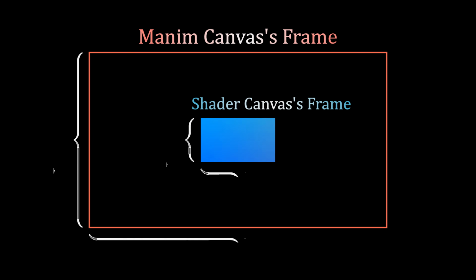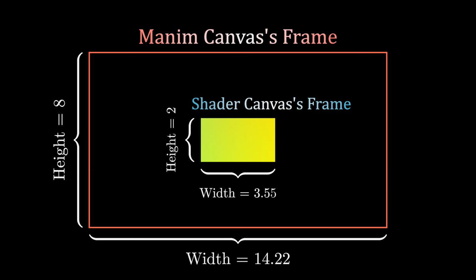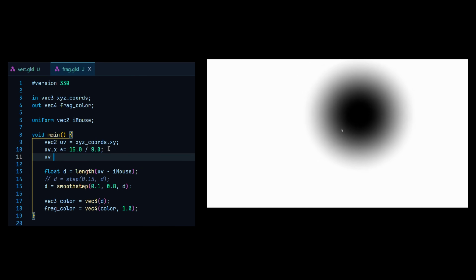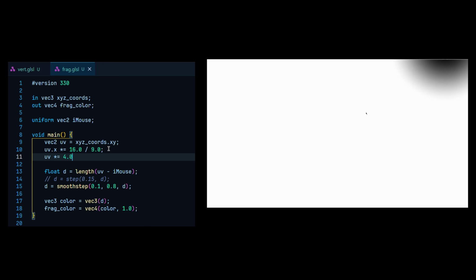Remember, in Manim, the frame height is 8 units and the frame width is 128 by 9 units. But this canvas's height is 2 units, which is -1 to 1, and the width is 32 by 9. In short, Manim's coordinate system is 4 times bigger than that of the canvas's coordinate system. And to avoid that, we need to rescale the UV coordinates by 4. And now it looks perfect, a little circle following the mouse.